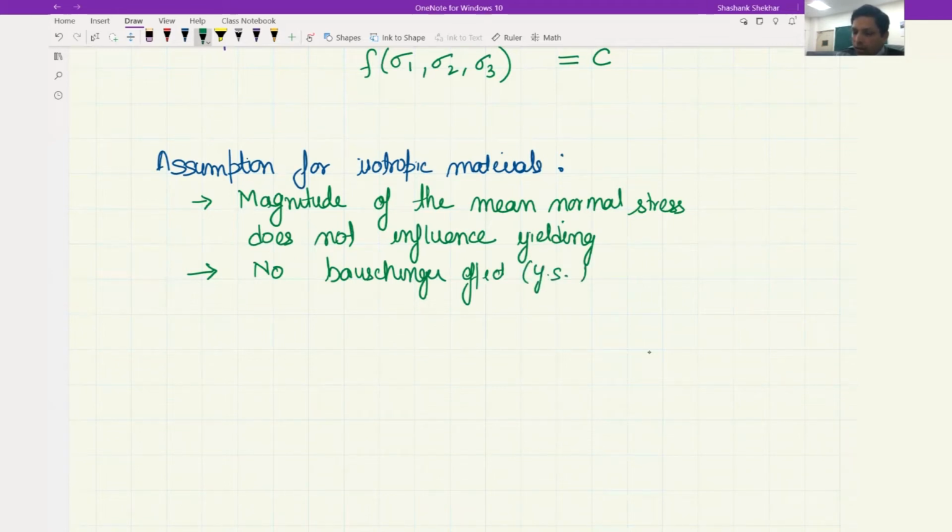Yield strength in tension is equal to yield strength in compression.